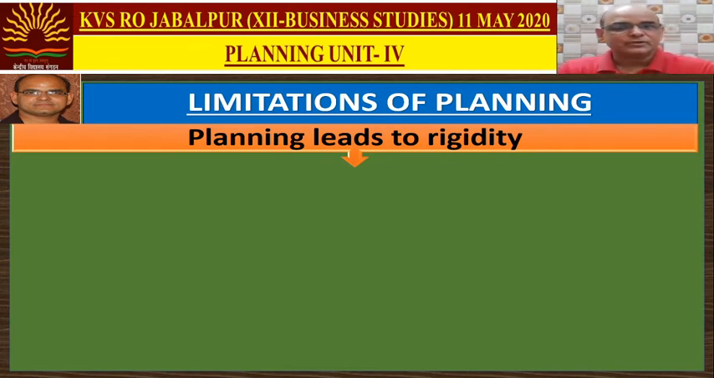So planning leads to rigidity. However, planning promotes creative ideas. But once the plans are final and you have started working on it, and then someone wants that you have to change the plan, it will be really difficult. So planning leads to rigidity. It is a limitation.